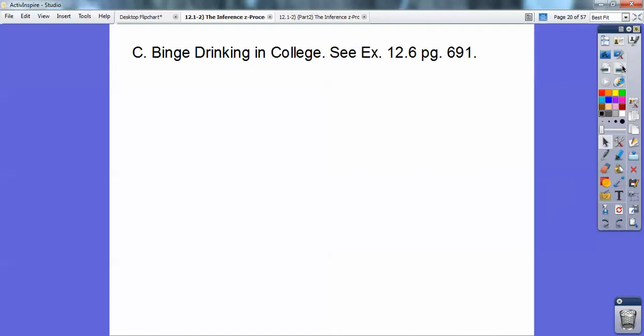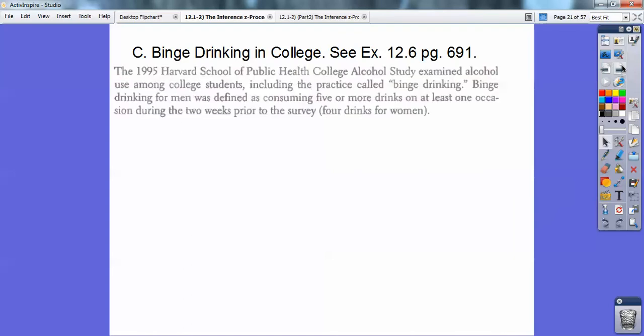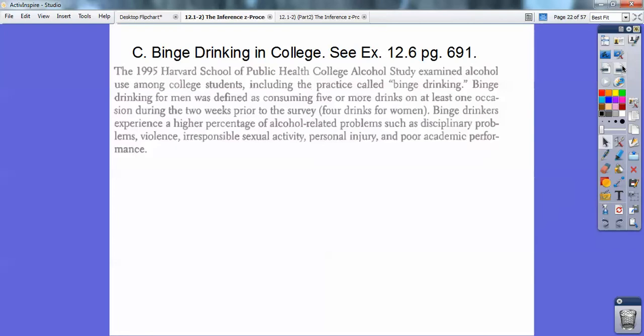Okay, so binge drinking in college. This example's on page 691. The 1995 Harvard School of Public Health College Alcohol Study examined alcohol use among college students, including the practice called binge drinking. Binge drinking for men was defined as consuming 5 or more drinks on at least one occasion during the 2 weeks prior to the survey, and 4 or more drinks for women. Binge drinkers experienced a higher percentage of alcohol-related problems such as disciplinary problems, violence, irresponsible sexual activity, personal injury, and poor academic performance. Makes sense?